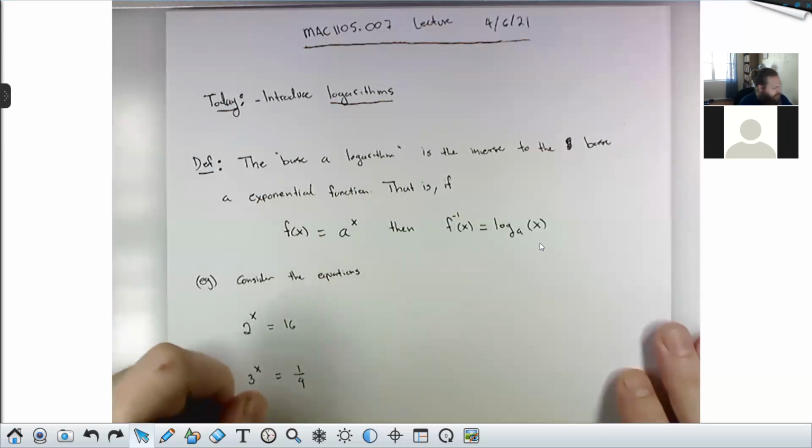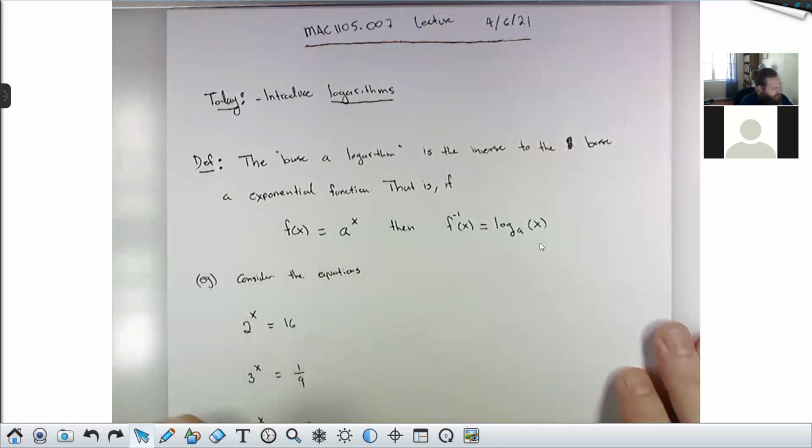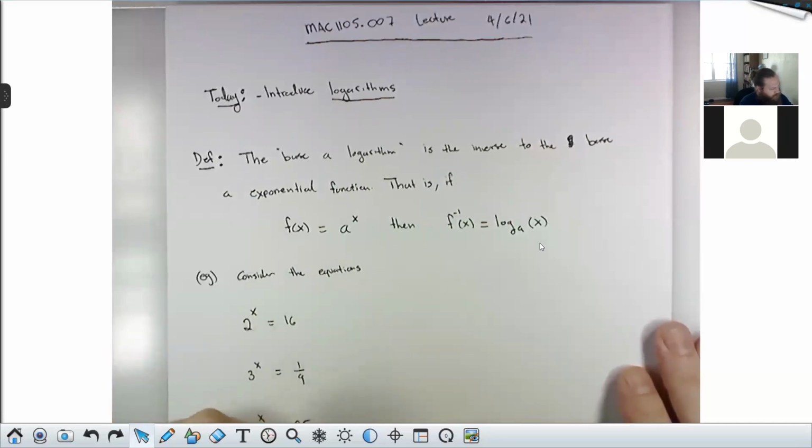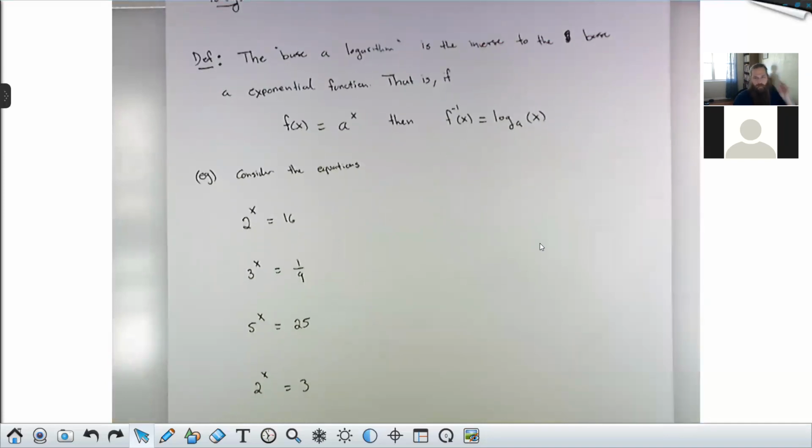And 5 to the x equals 25. And 2 to the x equals 3. Because really, while it's true that logarithms are the inverses to exponential functions, the utility of those things comes in equation solving largely. That's at least at our level. Now, these first few equations, I bet you could figure out how to solve if you took your time.